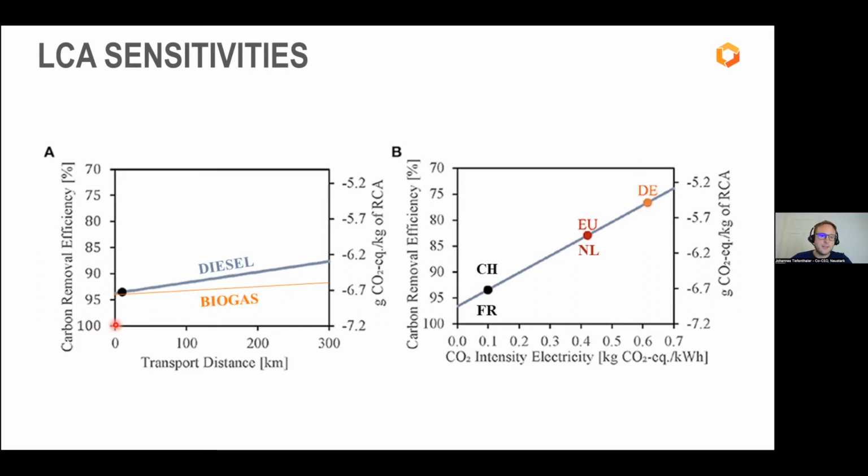Transport distance of the CO2, on the other hand, is not that significant. There we realize that for people, that's a very emotional factor. But if you actually look at the impact, we can bring the CO2 for, let's say, 300 kilometers, and the impact is minor. So we lose a bit in efficiency. We actually don't use a diesel truck. We use a biogas powered truck, which even reduces the impact.